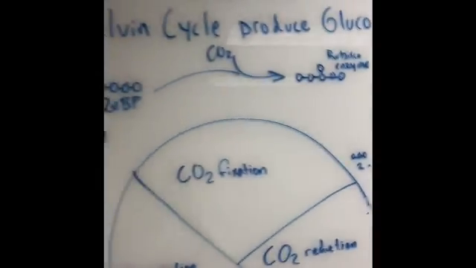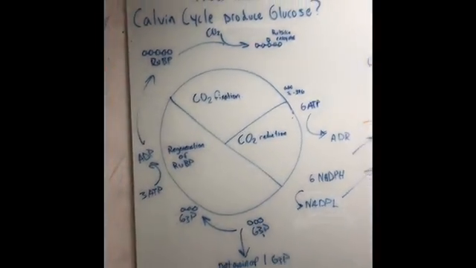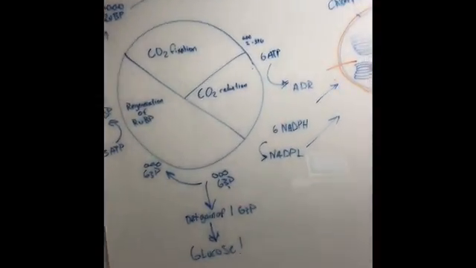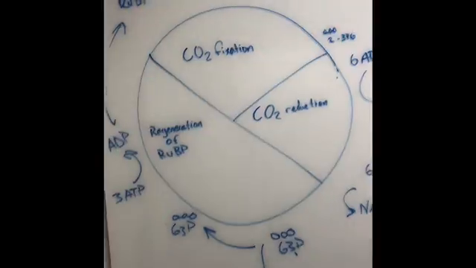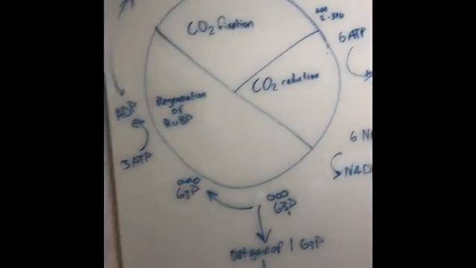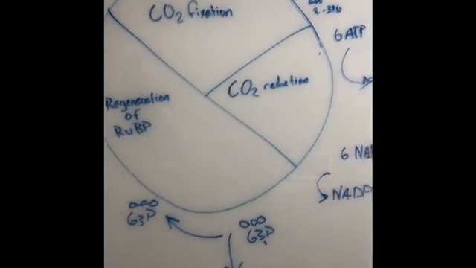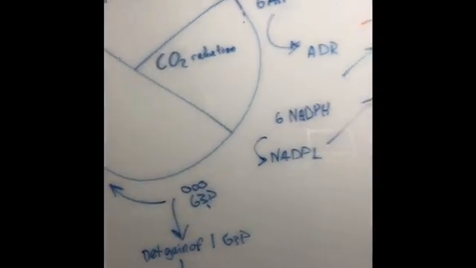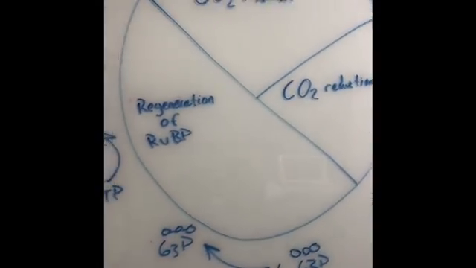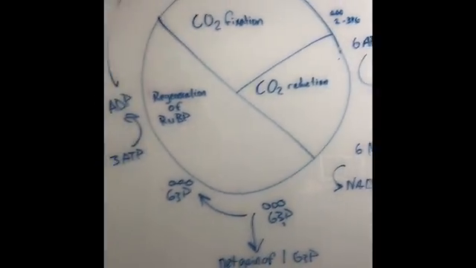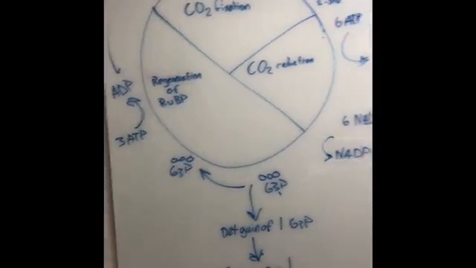So a question is proposed up here: how does the Calvin cycle produce glucose? The Calvin cycle can be divided into three primary steps or phases. The first step is CO2 fixation, the second step is CO2 reduction, and the third is the regeneration of RuBP.